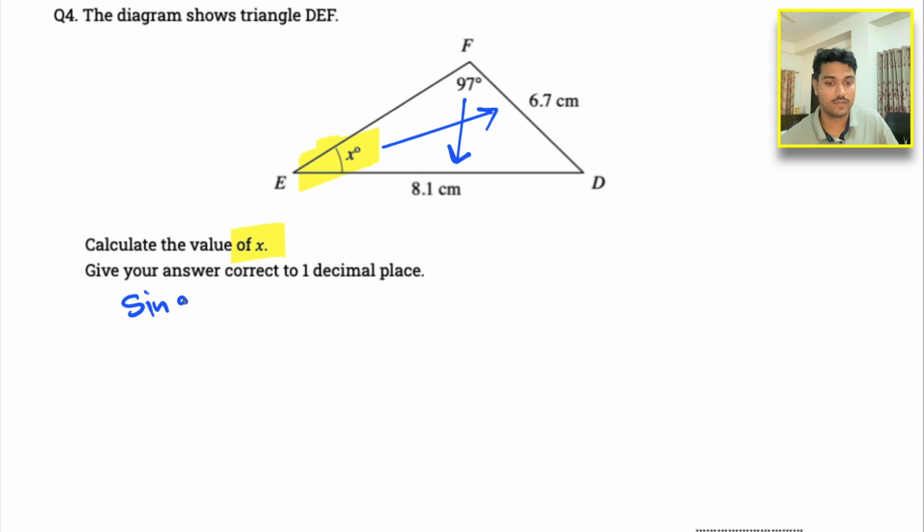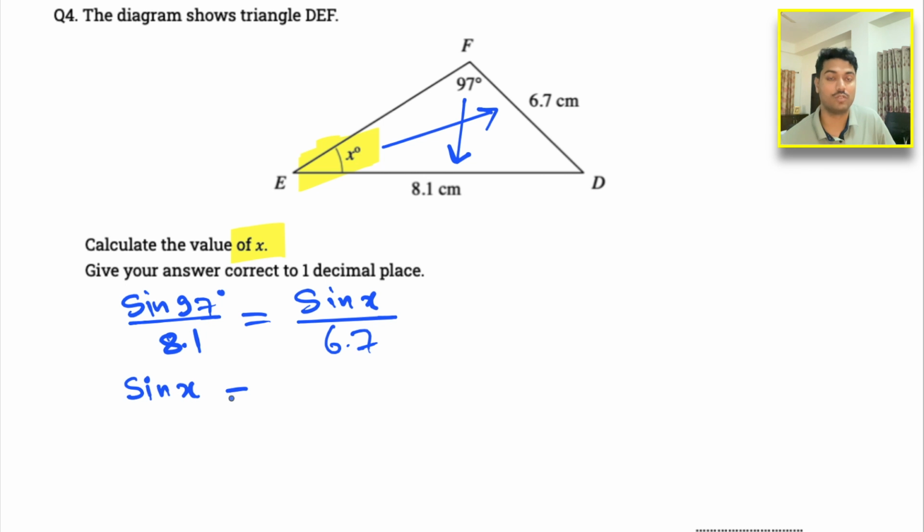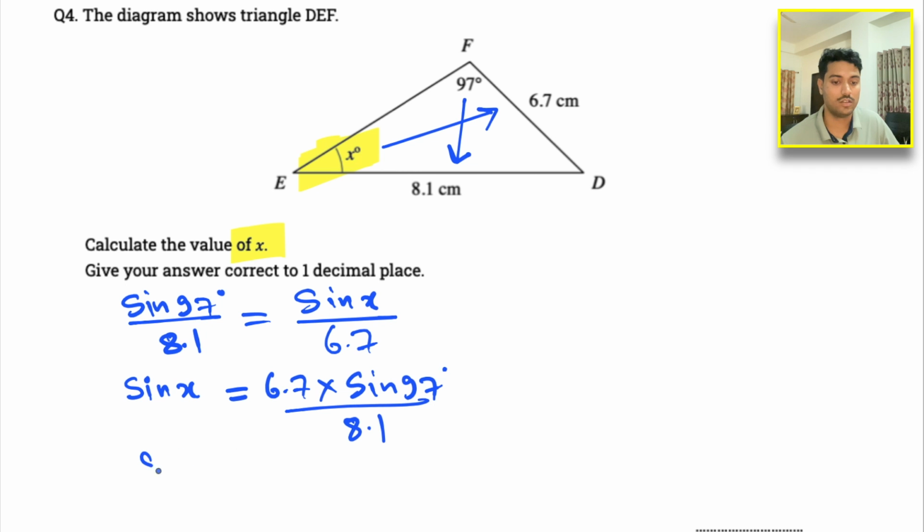So we can write sine 97 degrees divided by 8.1, which is equal to sine X divided by 6.7. So we can make sine X the subject of the equation, and we can write it as sine X is equal to 6.7 multiplied by sine 97 degrees divided by 8.1. So let's do this in calculator, 6.7 multiplied by sine 97, which is this much, divided by 8.1, and the final answer is 0.82099 and something.